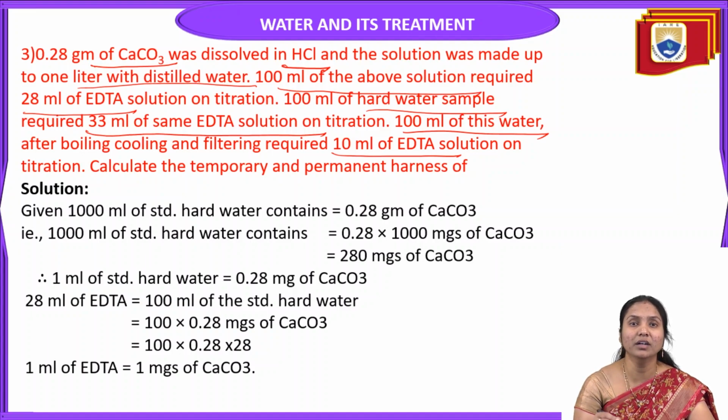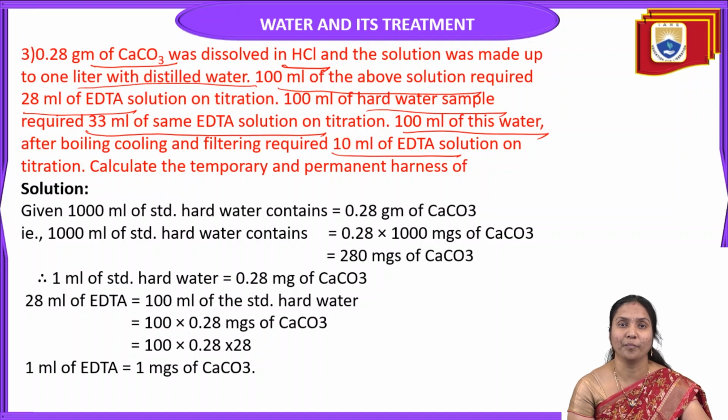So here we can remove temporary hardness, which means we can calculate only the permanent hardness-causing ions present in that 100 ml of water. For that purpose we are boiling. After removing temporary hardness, the remaining hardness of the water sample is titrated with EDTA.